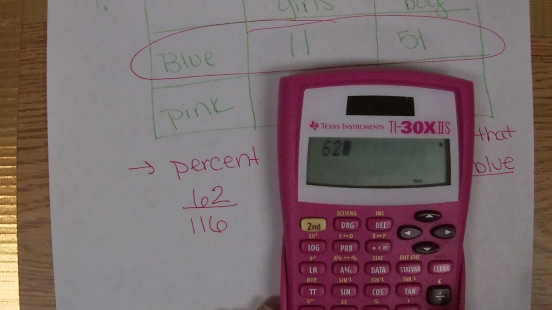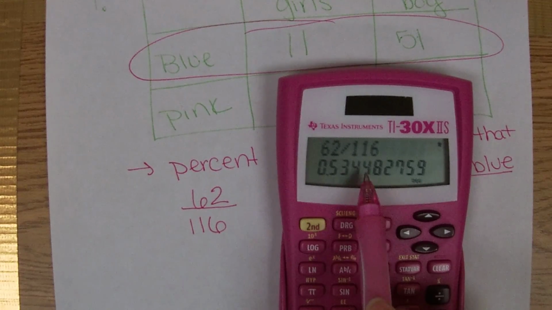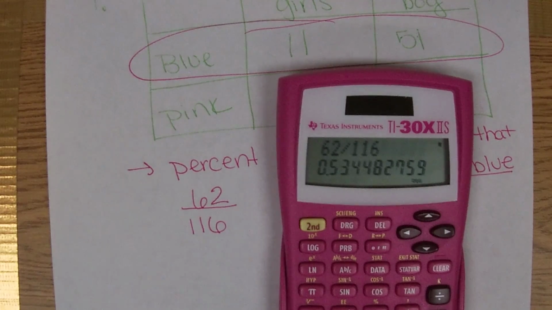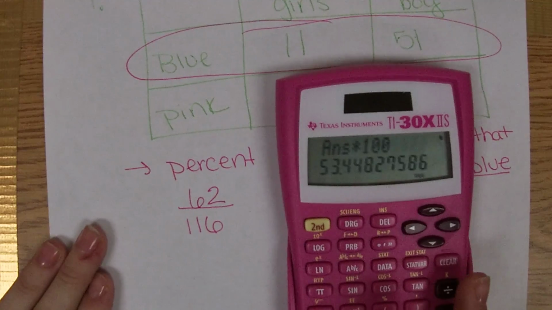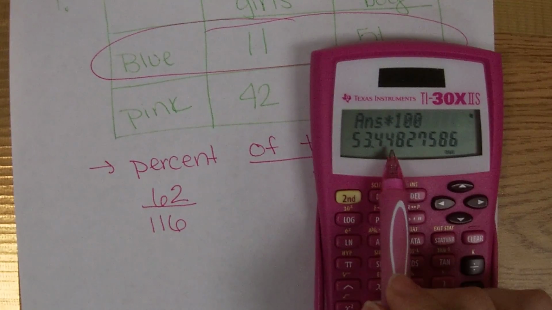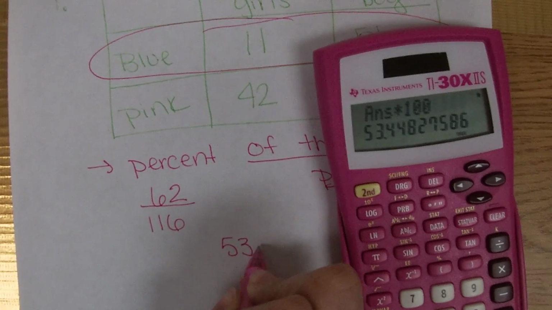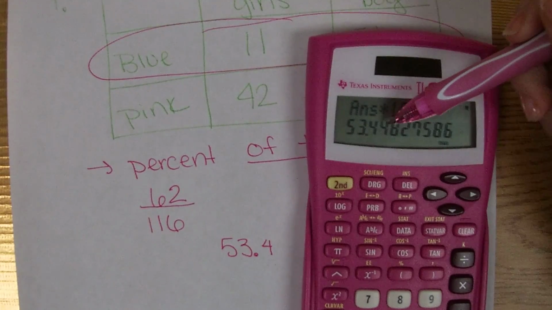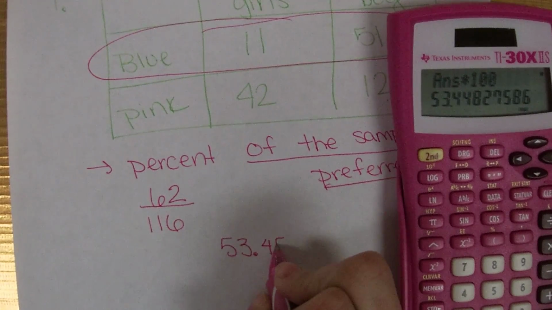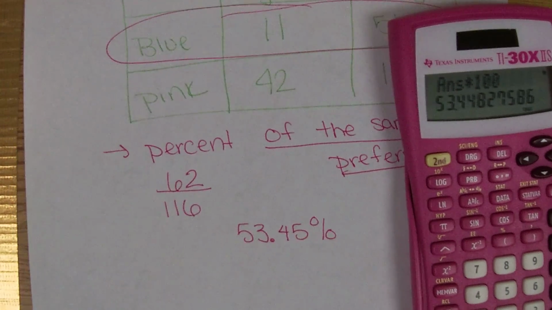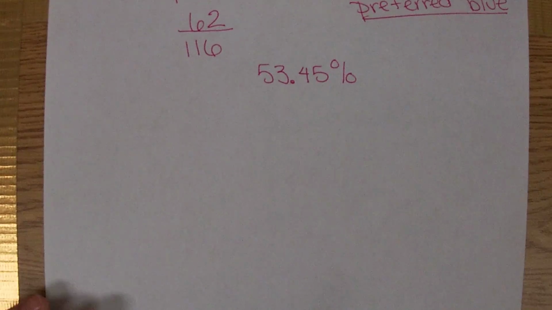Oops, I just cleared my calculator. Okay, and this 0.534482 is our decimal. We're going to multiply that by 100 to turn it into a percent. And I told you to always round to 2 decimal places. So we'll have 53.4, and when we look after the second 4, it's an 8, which bumps that up. So 53.45%. You'll have a few questions to do on problems like that.